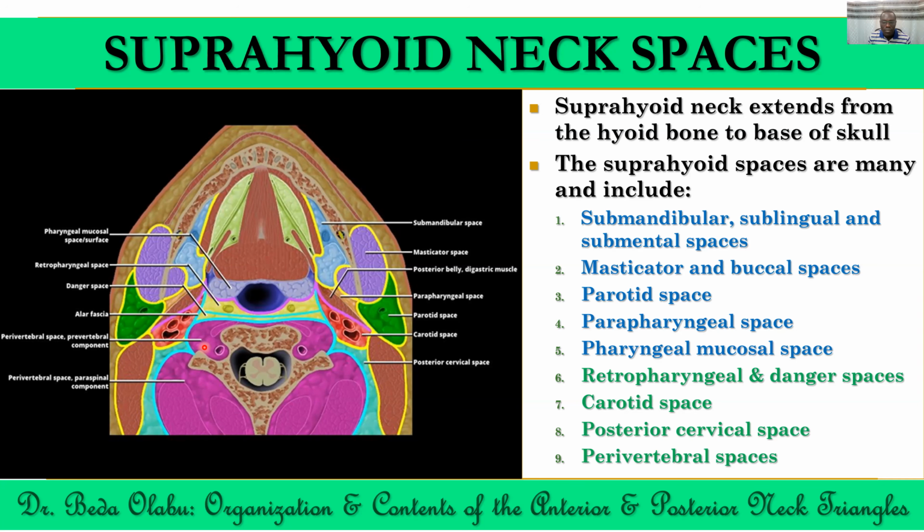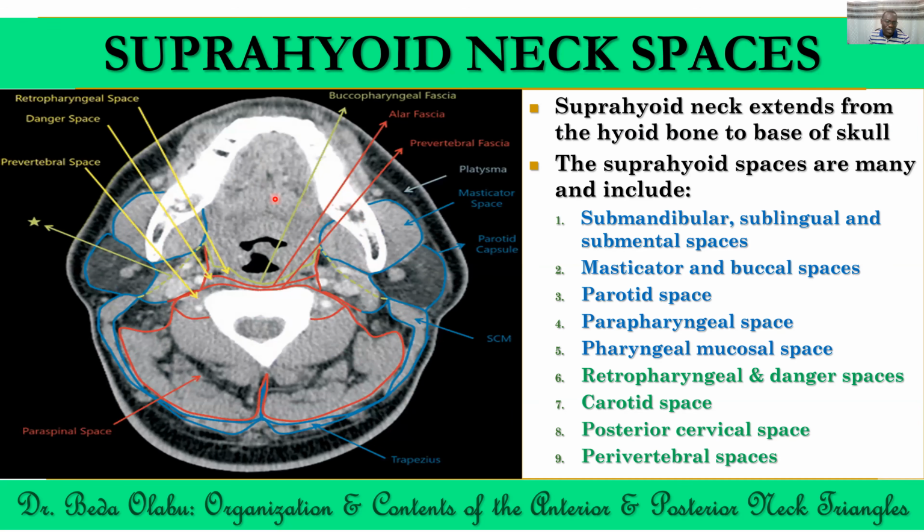So in a nutshell, the ones we are going to discuss in this particular lecture are the first 5 there. The last 4, the ones in green, are both suprahyoid as well as infrahyoid spaces. We've already discussed them in the previous lecture, so we will not discuss them here. The ones in blue are new, and we are going to talk about them in this particular lecture.